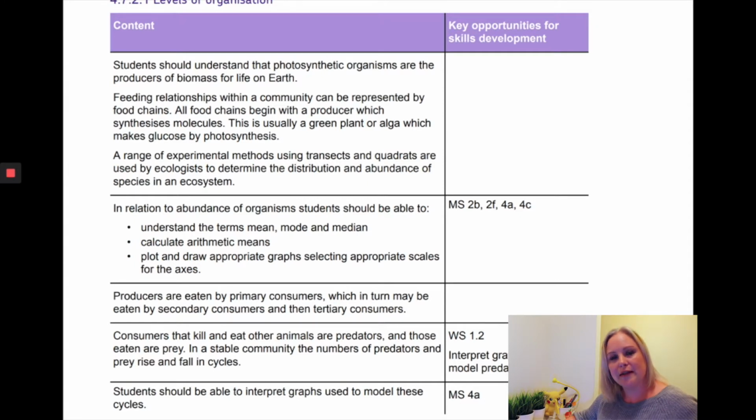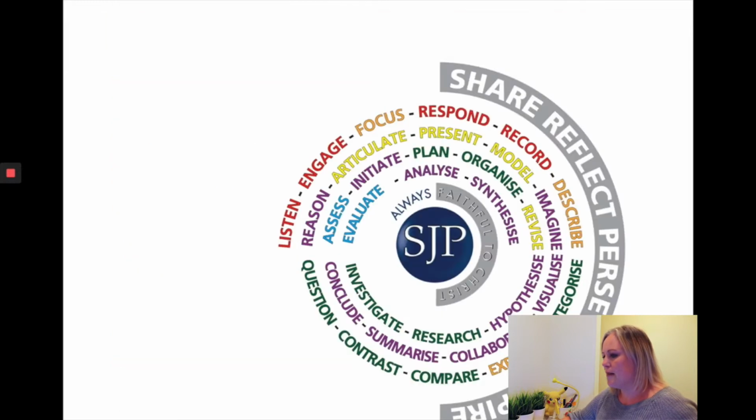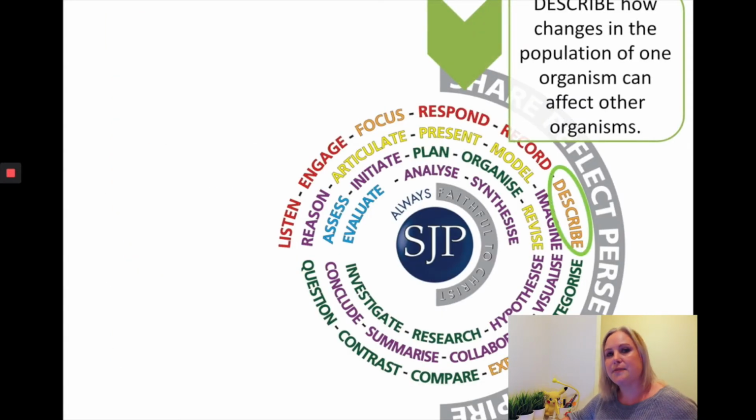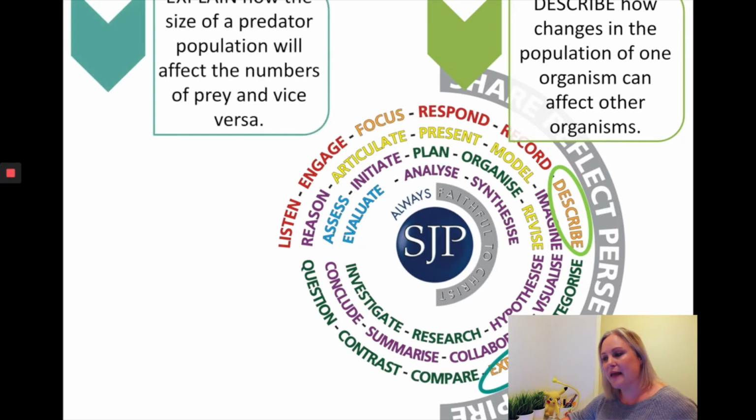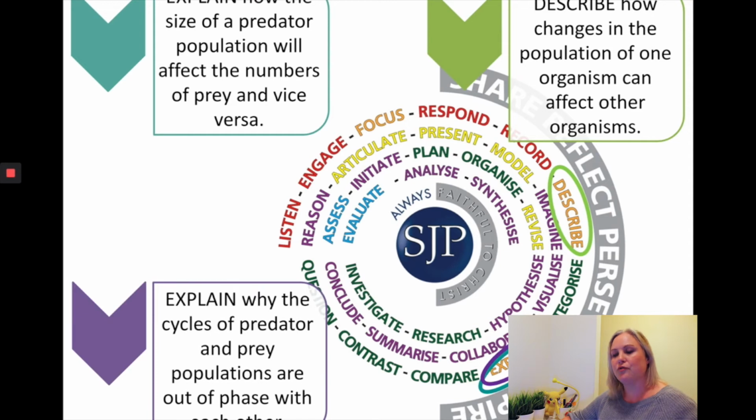Okay, so have a little look at the specification. Pause the video if you like and have a little look. Okay, so I would like you to be able to describe the effects that a predator has on a prey population and explain that and use graphs in your explanation. Use data to prove your points.